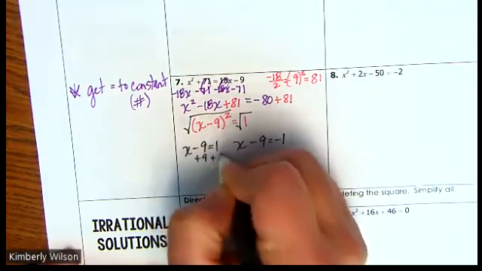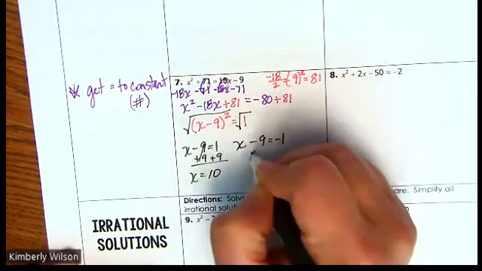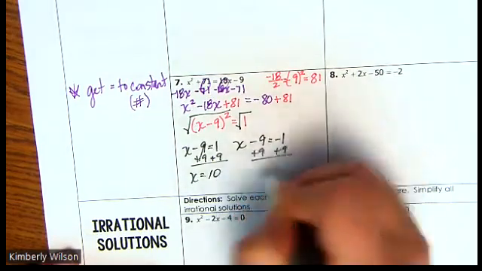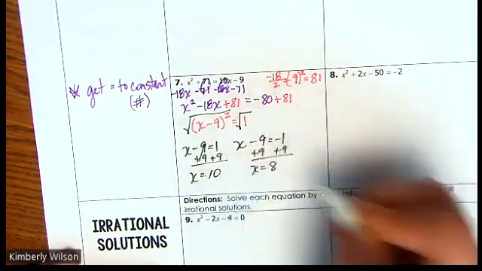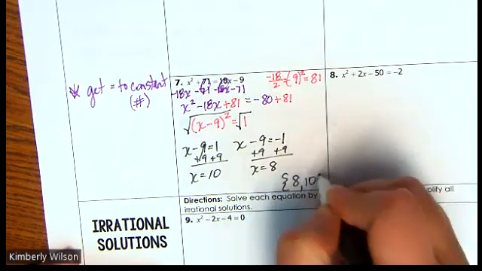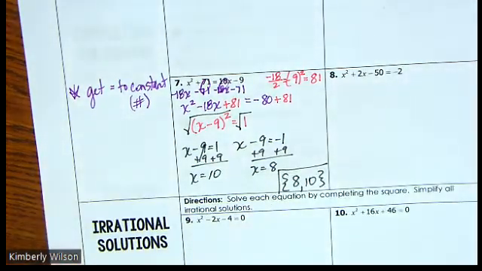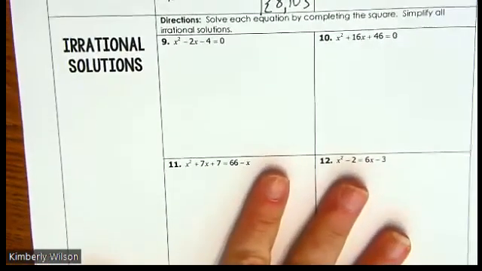So plus 9, x equals 10. Plus 9, x equals 8. So my solutions are 8, 10. Because remember, you write the solutions in ascending order. This lower one is written first. All right, let's go to these weird looking problems now.